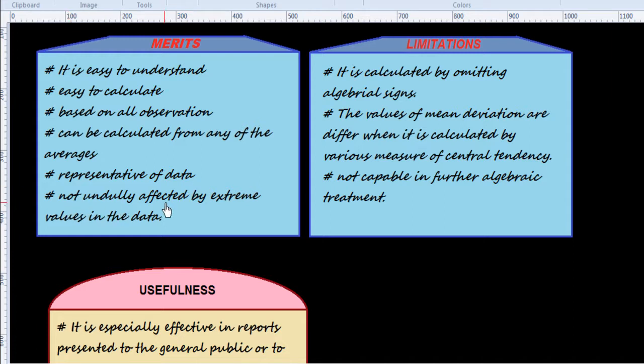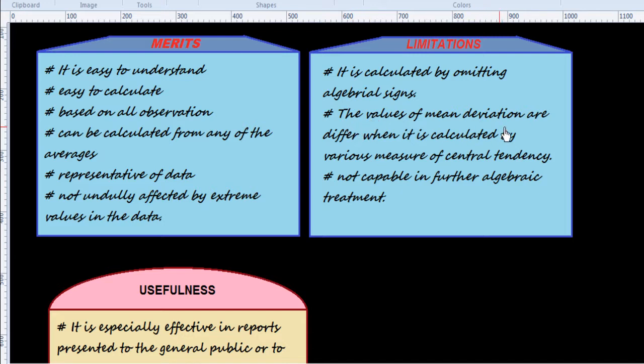It is not unduly affected by extreme values in the data. If the extreme values are changed, it does not affect much. Now we see the limitations. It is calculated by omitting algebraic signs. We always use the absolute value, the mod of the value. We use the positive sign, we don't use the negative sign. This omitting is a limitation.